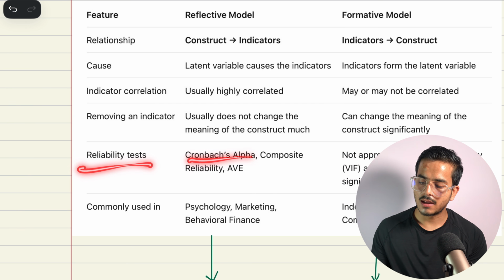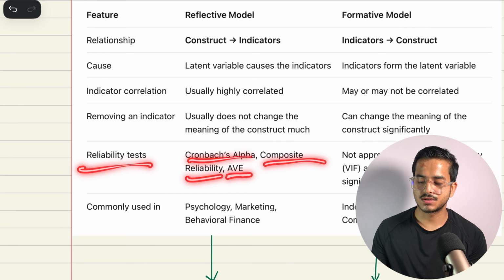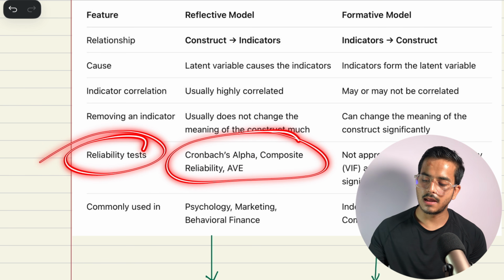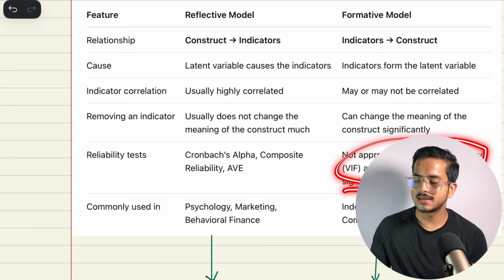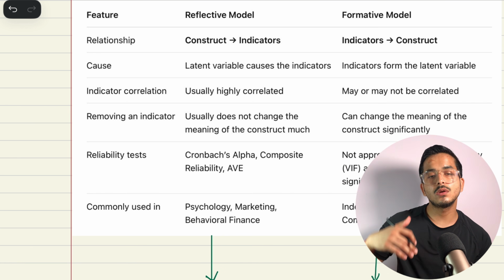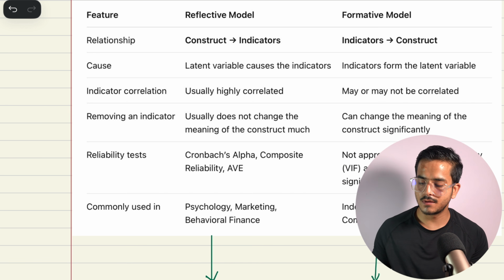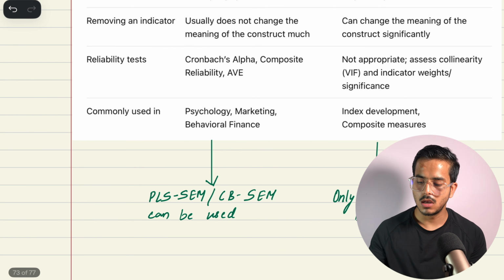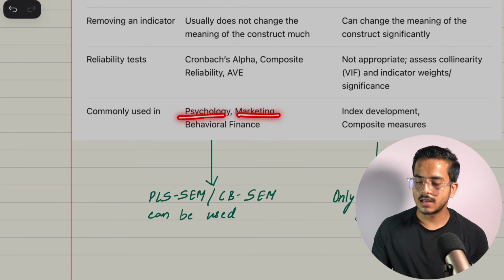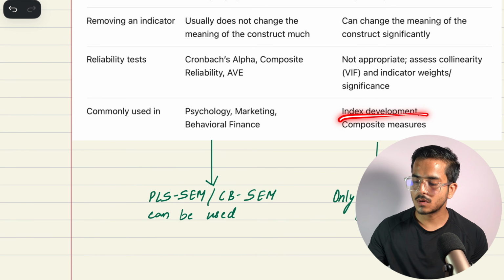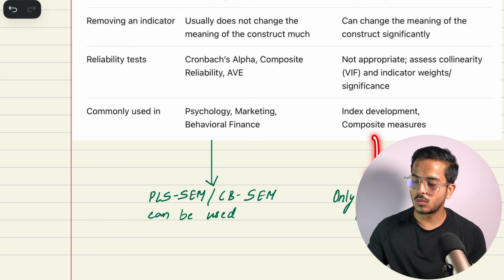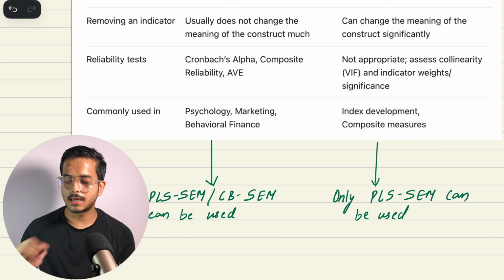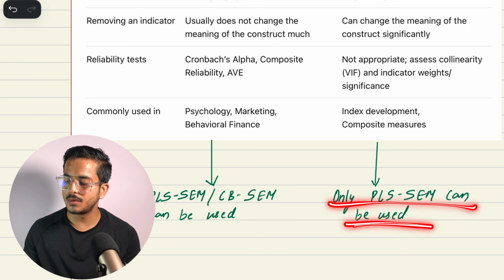Reliability: Cronbach's alpha, composite reliability, and average variance extracted. These are reliability tests, not appropriate here. Assess collinearity and the significance of indicator weights. These are more technical terms which we will be discussing in the furtherance of this series. It is commonly used in psychology, marketing, behavioral finance, and index development. I got confused about whether for formative we use CB-SEM, but keep in mind only PLS-SEM will be used when the model is formative.